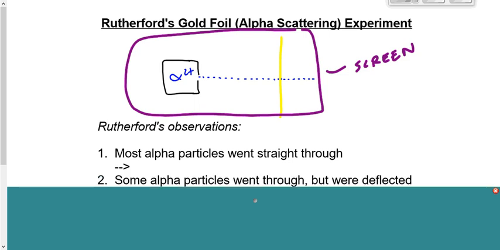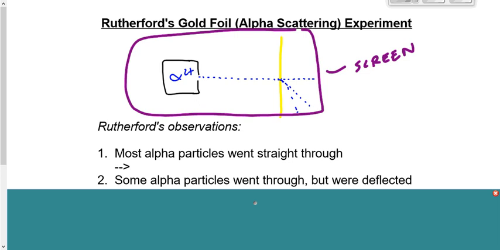The second observation they made was that some of these alpha particles, and remember, most of them went straight through, but some of them didn't go straight through. Some of them ended up going through, but ended up being deflected. The path changed. So some of them ended up going like this or like this.